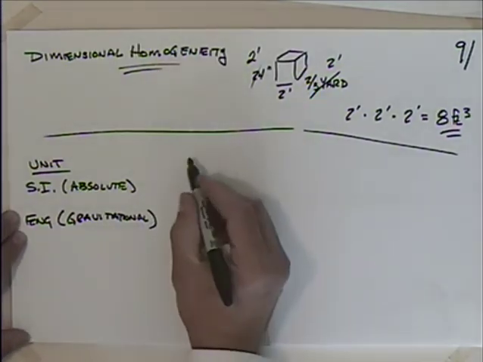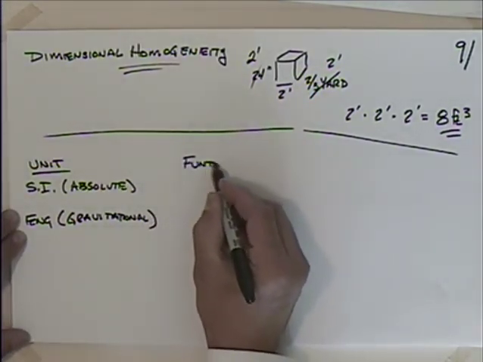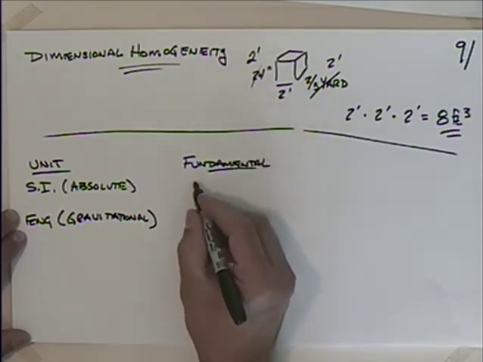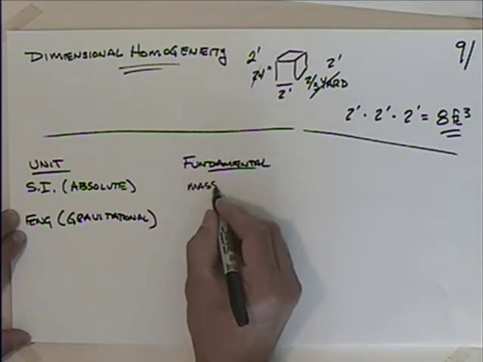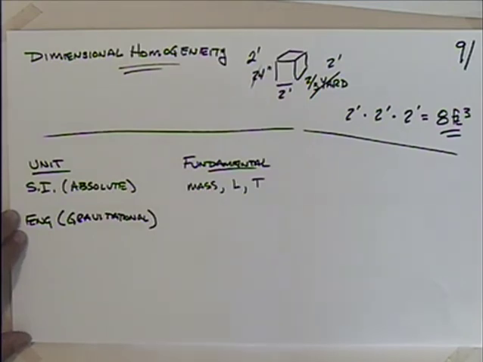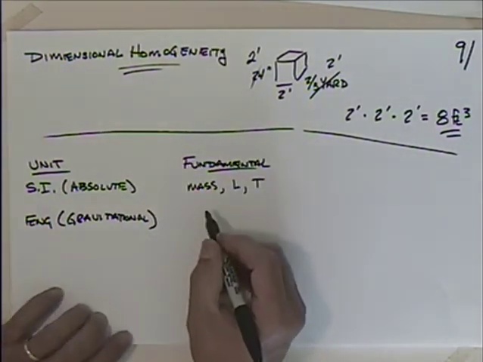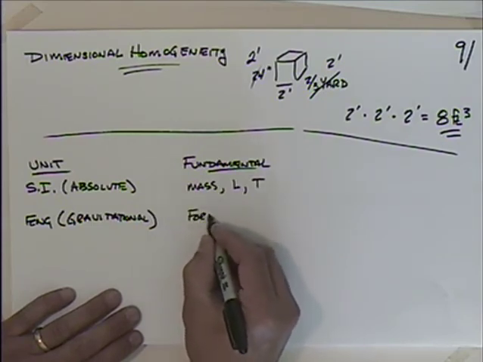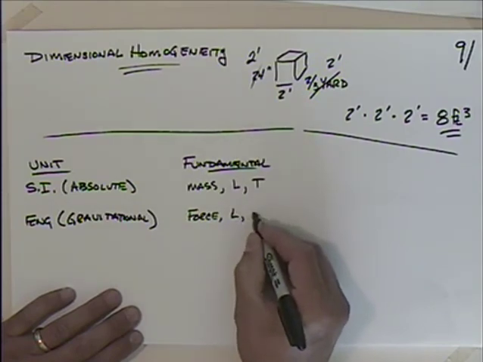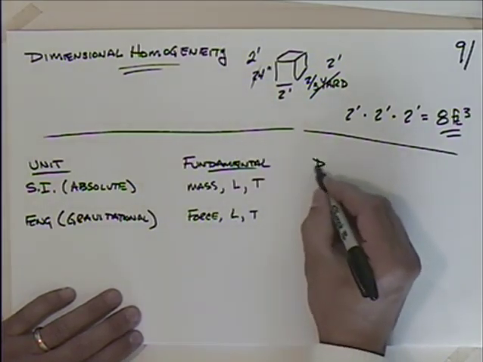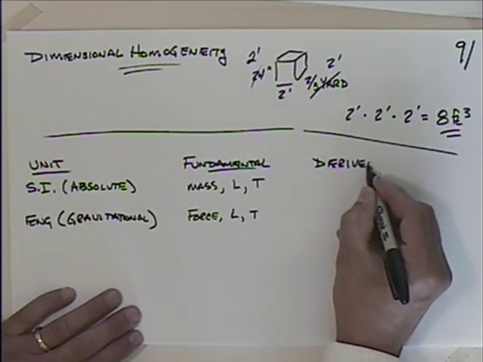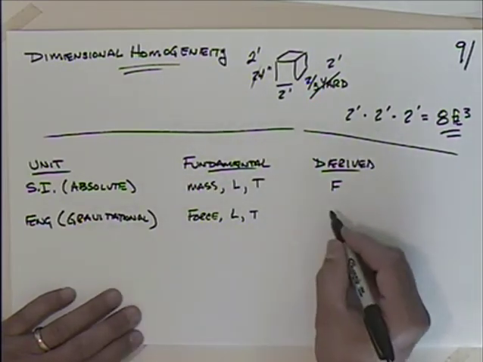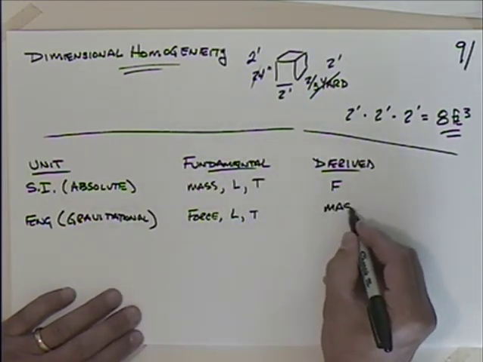Okay, and if I look at fundamental quantities here, fundamental quantities under the SI system would be mass and length and time. And there's other quantities, but those are the ones that we're going to be most interested in this class and today. And under the English system, the fundamental would be force and length and time. And then we get the derived. And under the derived quantities, we would then derive force. And under the English system, we would then derive mass.